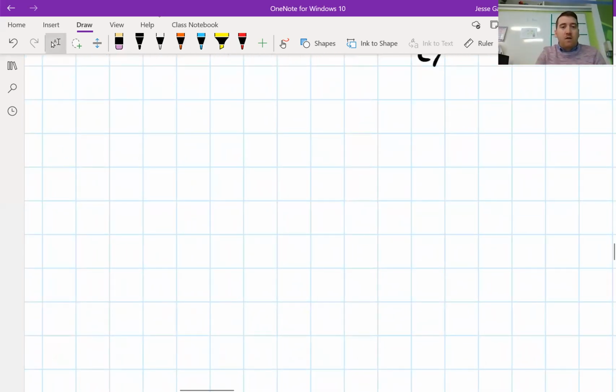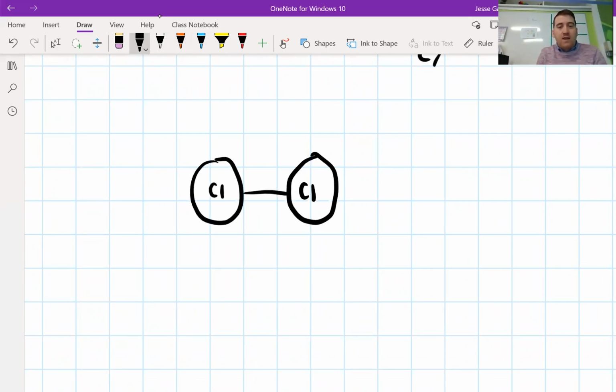But let's go, for example, to something like this, Cl2. So here is a chlorine molecule, and they have equal electronegativities.